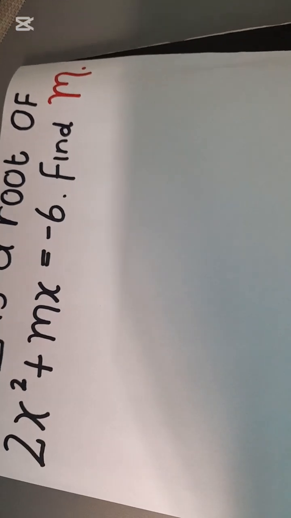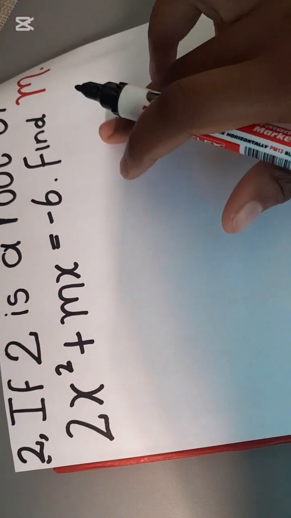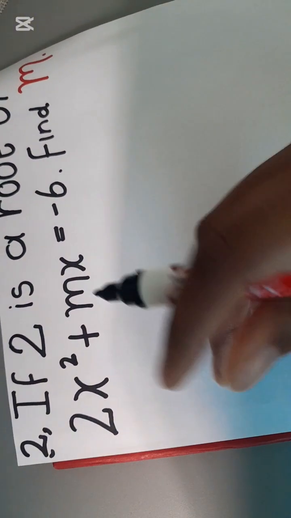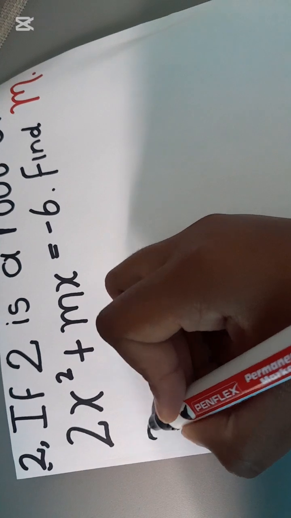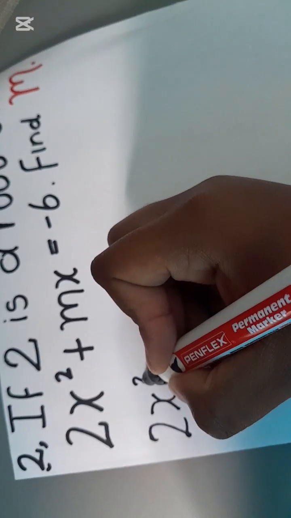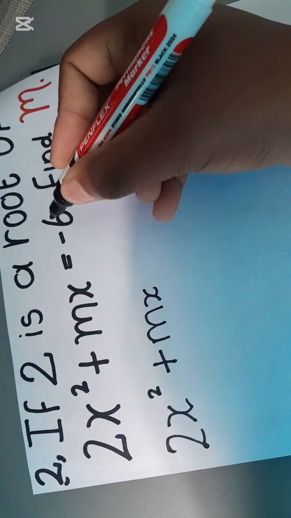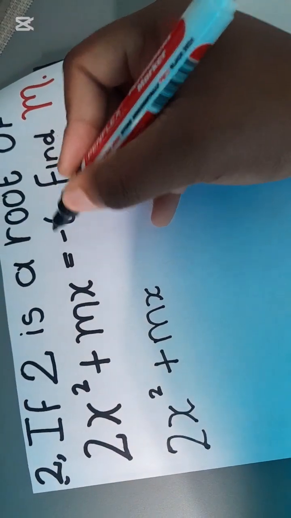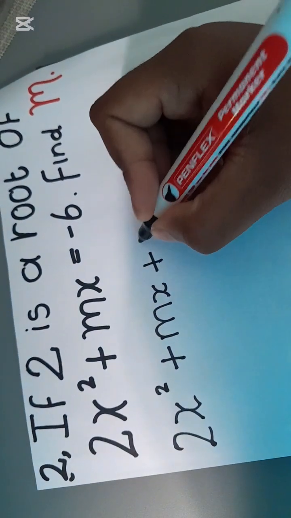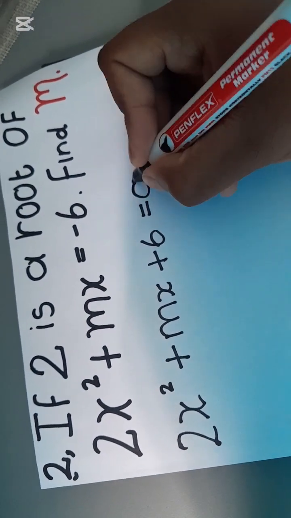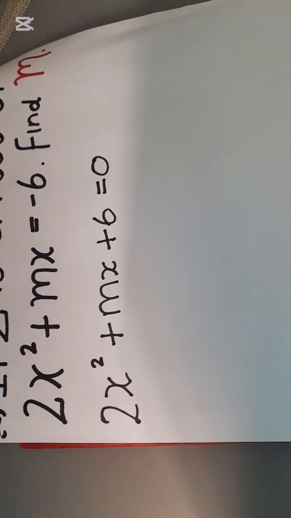So let's get to it. First things first, we have to make sure that our equation here is in the standard form. It's 2x squared plus mx. Then we're going to take this negative 6 to the other side, and it's going to change sign. It's going to be plus 6 is equal to 0. Now we have our equation in standard form.